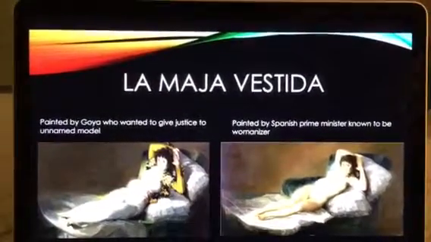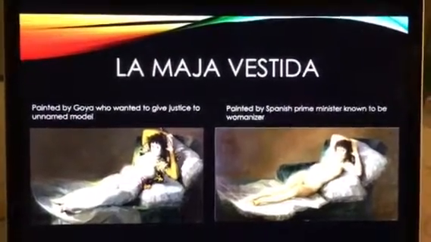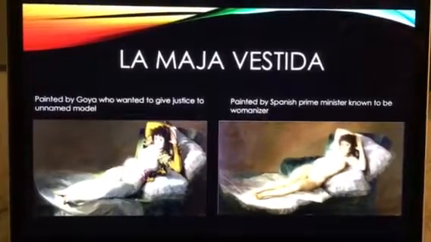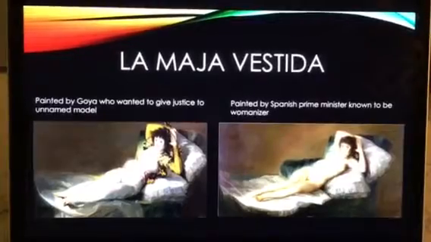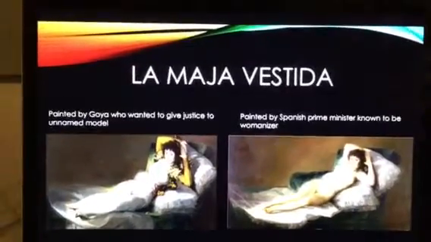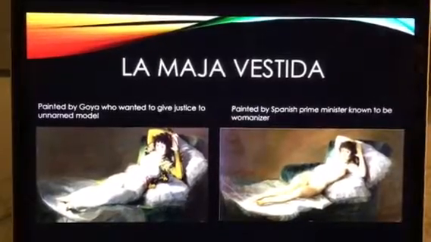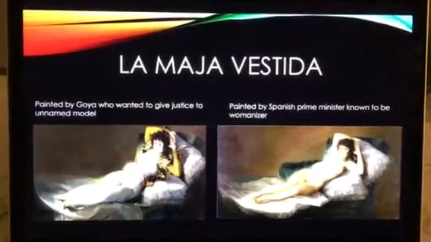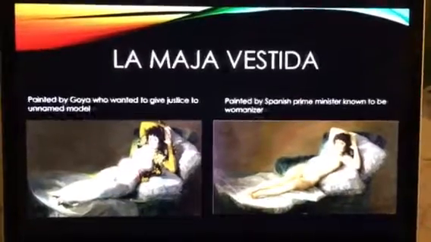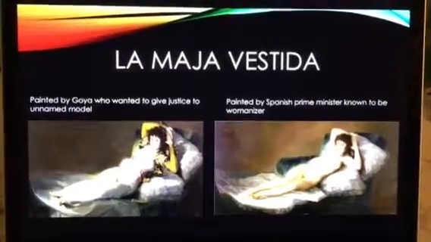La Maja Vestida was painted again by Goya. It was almost a response to the Prime Minister of Spain, who was known as a womanizer. He painted the portrait on the right, and Goya painted the one on the left. He wanted to give justice to the unnamed model.